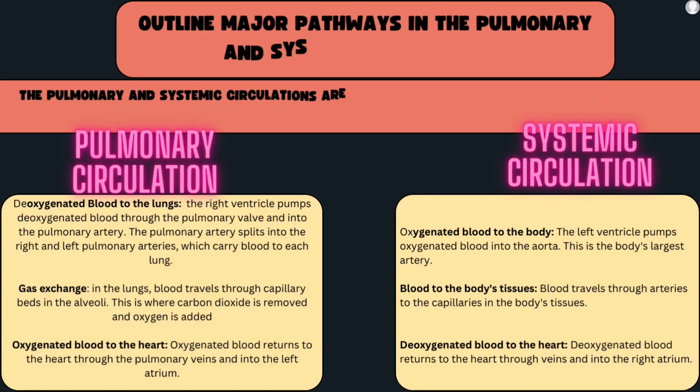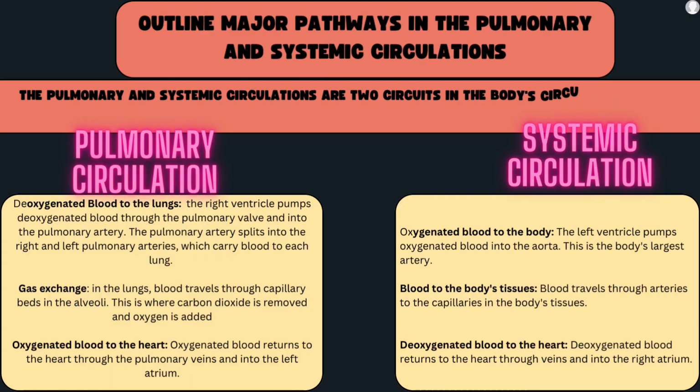Outline major pathways in the pulmonary and systemic circulations. So, the pulmonary and systemic circulations are two circuits in the body's circulatory system that move blood throughout the body. First, we'll talk about the pulmonary circulation.